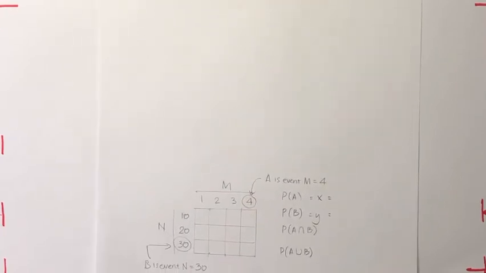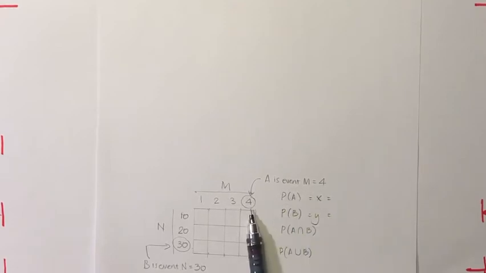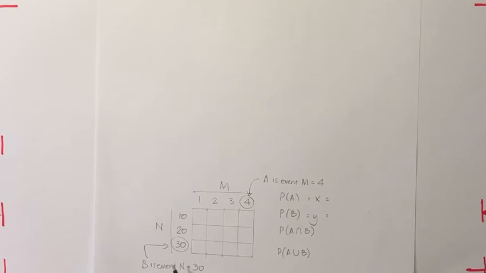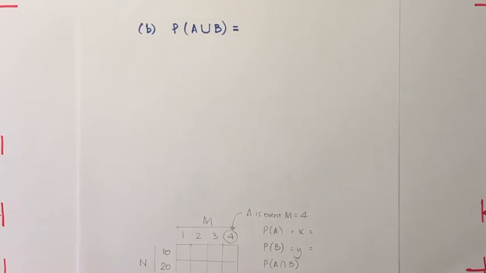Let's consider a little illustration here. Supposing we have person M, who could choose 4 numbers, 1, 2, 3, 4, each with equal probability, and person N, who can choose 10, 20, or 30, each also with equal probability. We define event A as M choosing the number 4, and event B as N choosing the number 30.